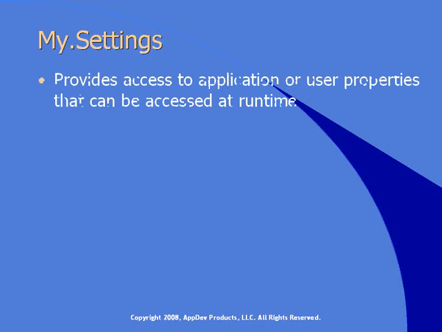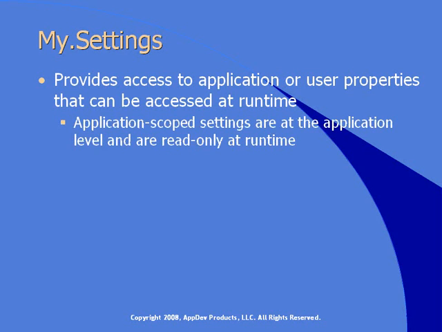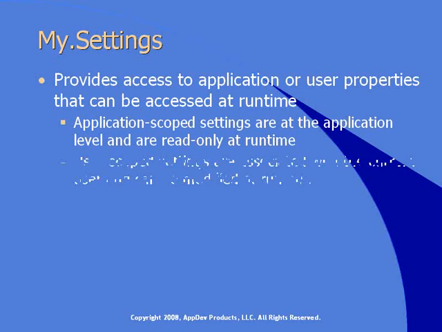Settings are properties of the application that are either application level or user level, and these can be accessed at runtime using my.settings. Now, application level settings are read-only at runtime. This would be a good place to store folders or connection strings, things that are going to be set once and then used throughout the application.